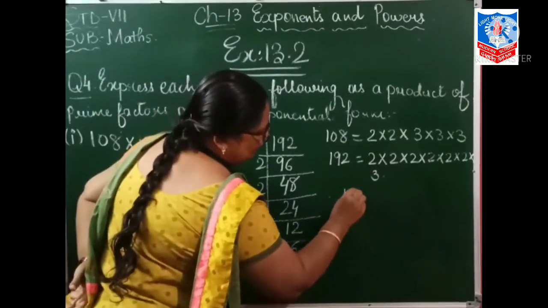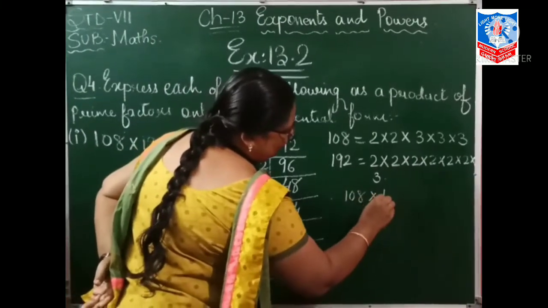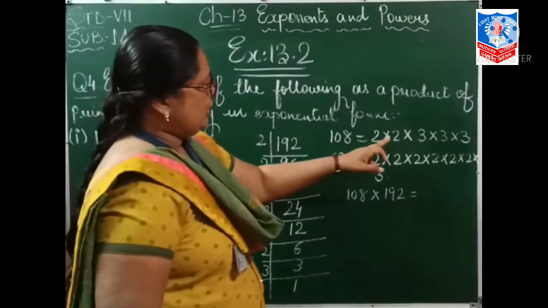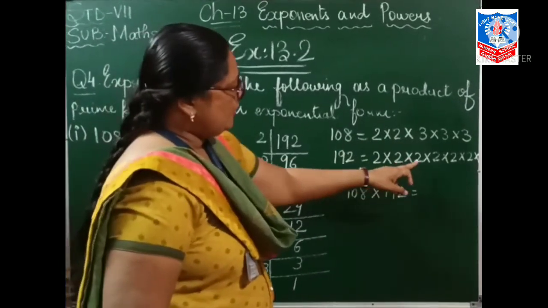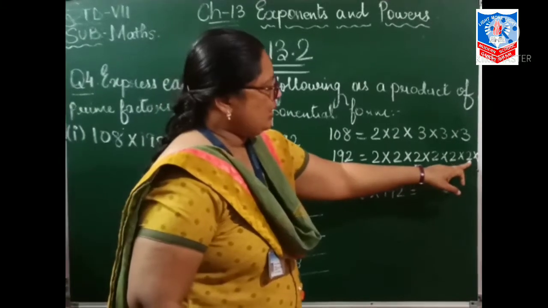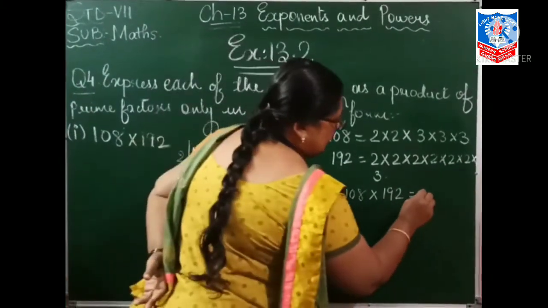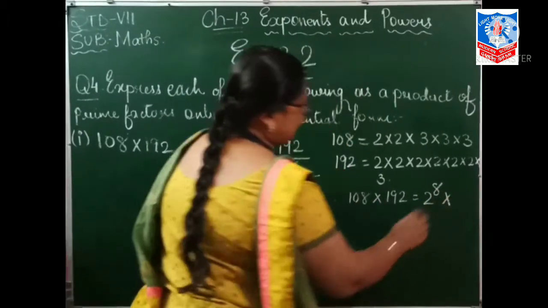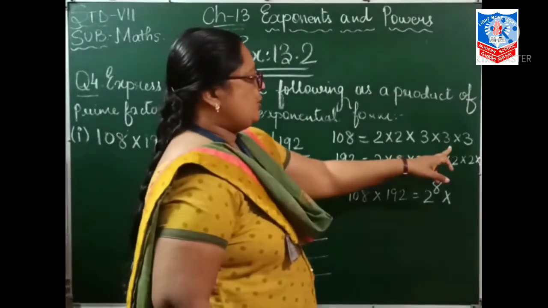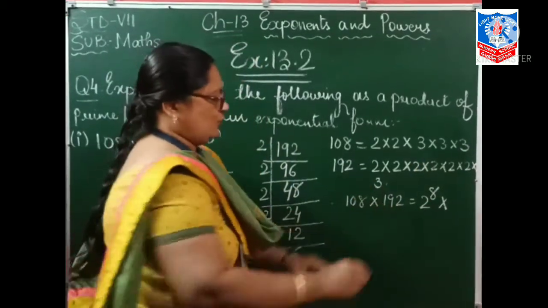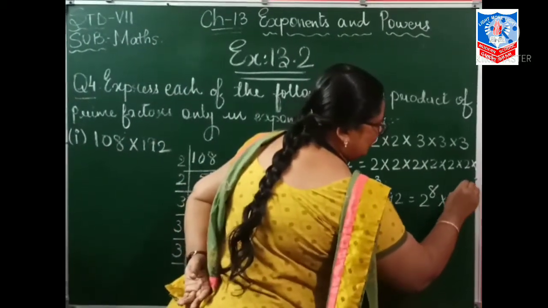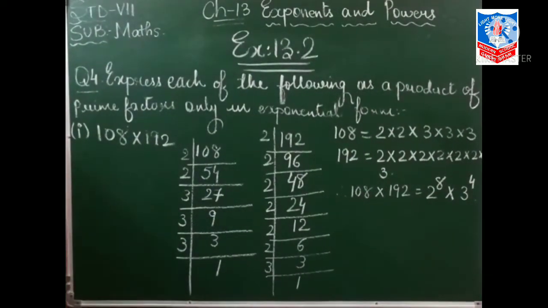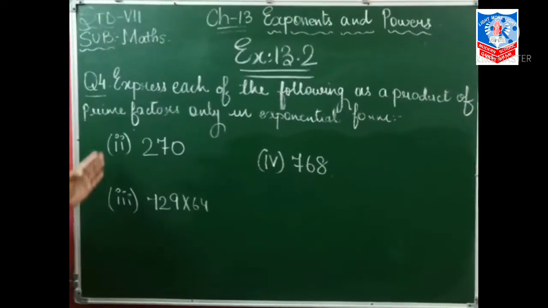Therefore, 108 into 192 is equal to, count how many times 2? 1, 2, 3, 4, 5, 6, 7, 8. 2 raised to the power 8 into how many times 3? 1, 2, 3 and 4. 3 raised to the power 4. Understood? This is your homework.